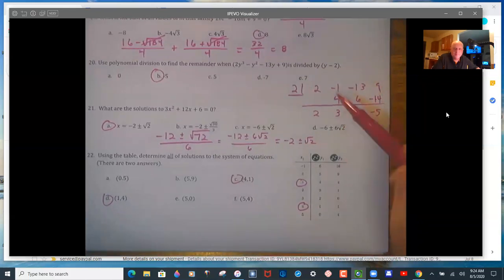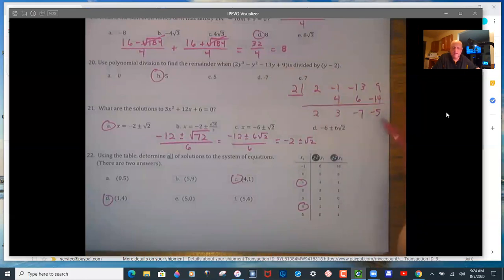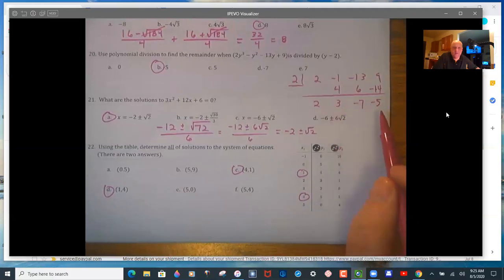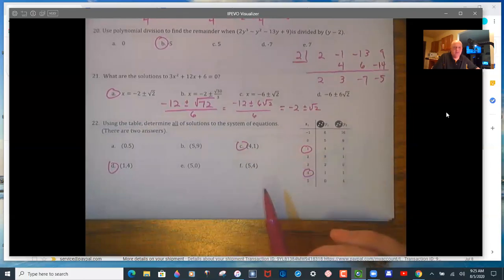Problem 20. We can use synthetic division. Remember to make this 2, and then you have 2, negative 1, negative 13, 9, the coefficients, and then you're dropping down. Multiply, that's 4, add, multiply, that's 6, add negative 7, multiply negative 14, and add negative 5. This is the remainder, this is the constant, this is an x term, this is x squared, so the remainder is negative 5 when you do that division. Synthetic division is pretty easy to do.